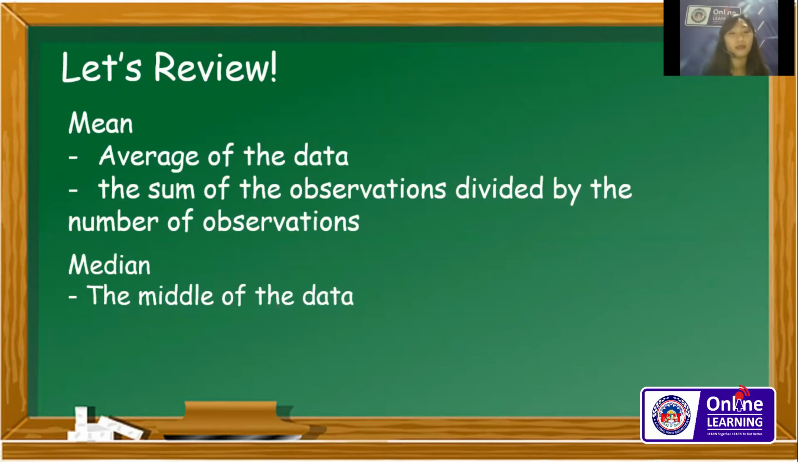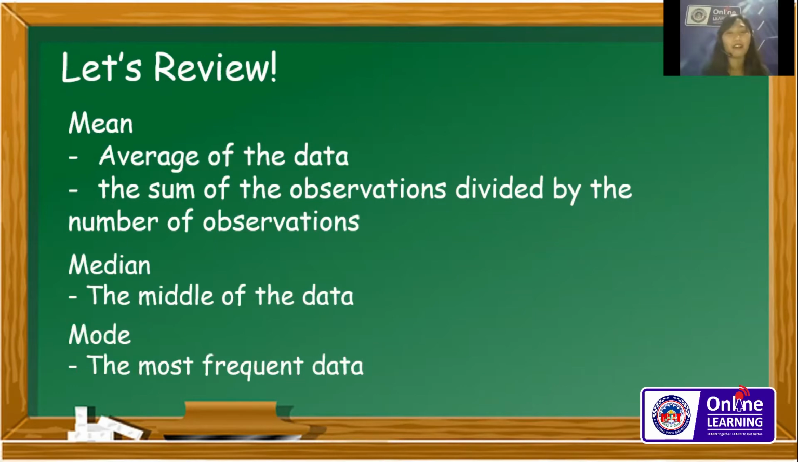How about the mode? How do we get the mode? So the mode, that is the most frequent data. So we have unimodal, bimodal, trimodal, and multimodal. When we say unimodal, that is the data having one mode. The bimodal has two modes, the trimodal has three modes, and the multimodal has four or more modes.